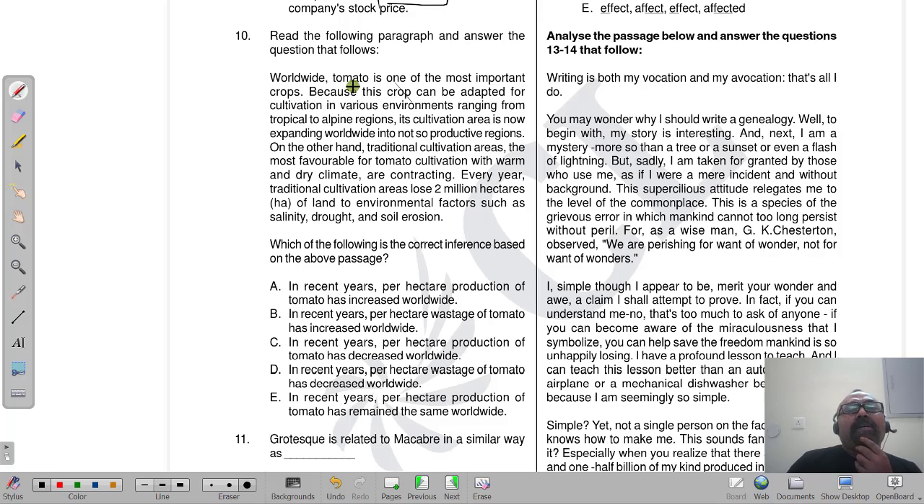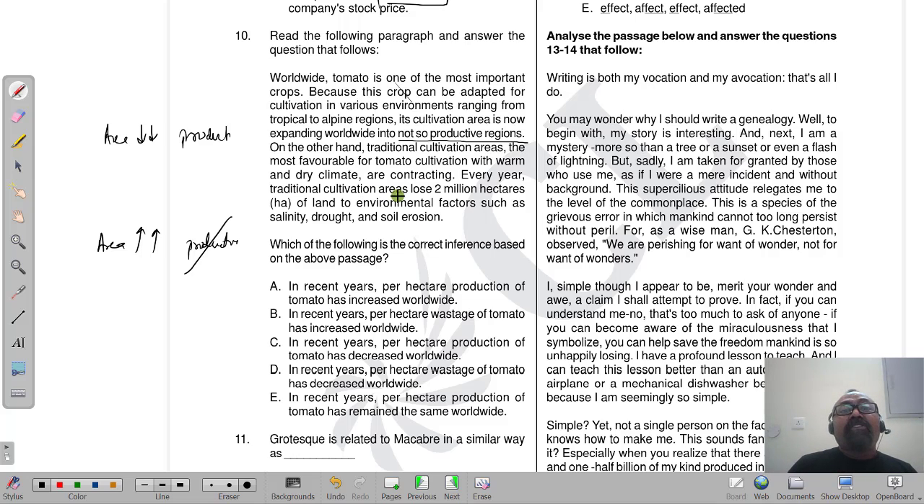Worldwide, tomato is one of the most important crops. Because this crop can be adapted for cultivation in various environments, ranging from tropical to alpine regions, its cultivation area is now expanding worldwide into not so productive regions. So there is an expansion of area into not so productive regions, which means the output in this area is not going to be as high as the other areas. On the other hand, traditional cultivation areas, the most favorable for tomato cultivation in the warmer regions, are contracting. So the productive area is coming down, and the unproductive area is increasing.